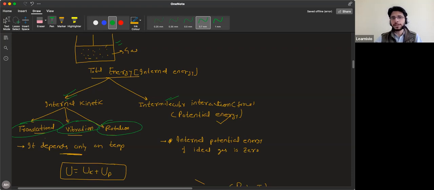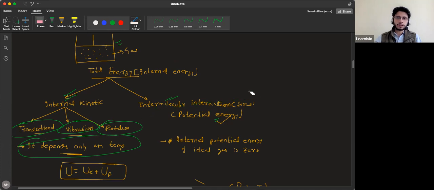And there is an important thing: internal kinetic energy depends only on temperature. So if you are increasing the temperature of the gas, you are increasing the internal kinetic energy. If the temperature of the gas is constant, it means internal kinetic energy is constant. Internal potential energy depends upon intermolecular interaction.